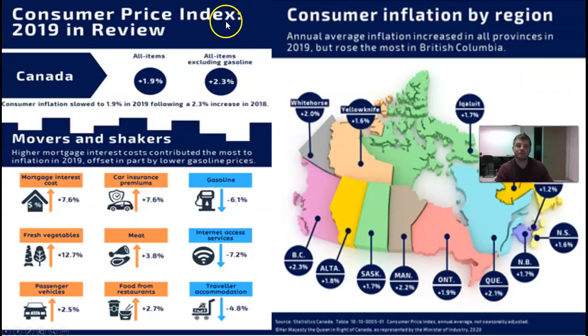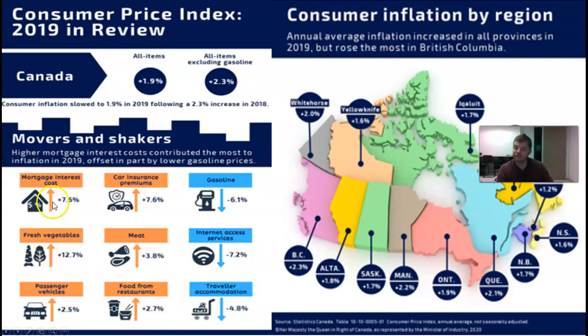And this is just the Consumer Price Index 2019 in review. So 2 years ago now. Well, 1 year ago, I guess. In 2019, all items on average went up 1.9%. All items excluding gasoline went up 2.3%. It was a weird year for gasoline, which went down. Internet access services went down 7.2%. Traveler accommodation went down 4.8%.